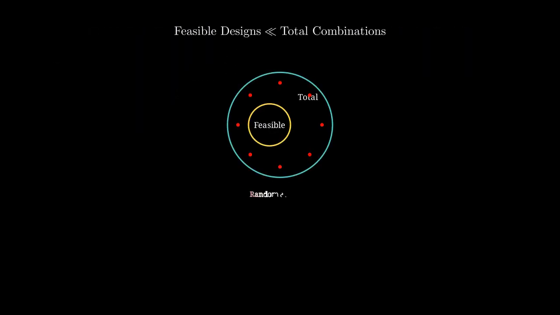This Venn diagram shows the reality. The tiny yellow circle represents feasible designs, while the large blue circle shows all possible combinations. Random attempts, shown as red dots, usually miss the feasible region. Random search wastes enormous resources testing infeasible combinations. Most random attempts fall outside the feasible design space, yielding no useful information. Structured recombination, as provided by morphological matrices, solves this problem through systematic constraint-aware exploration.